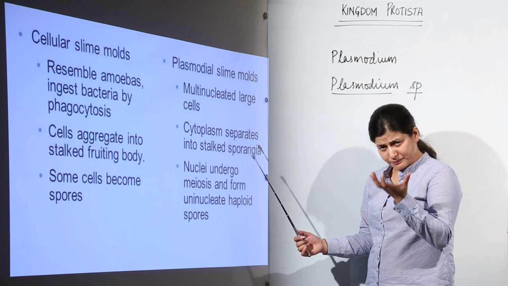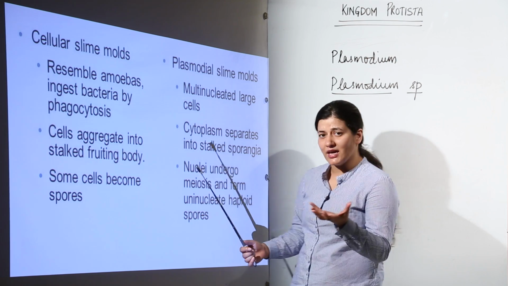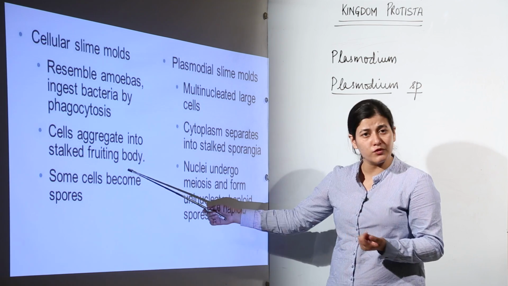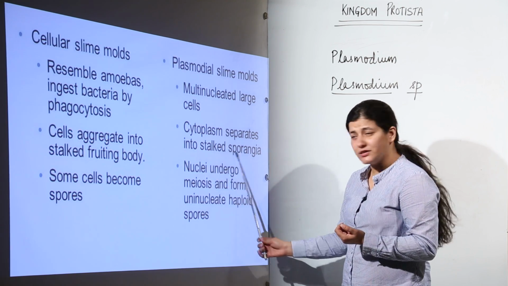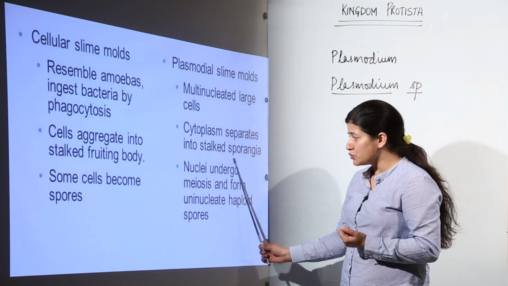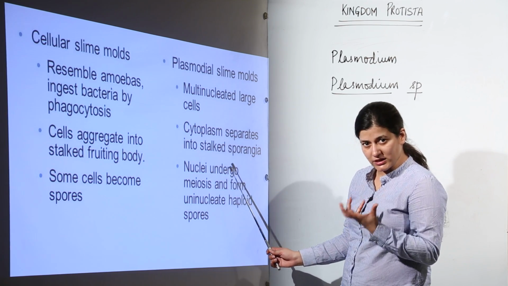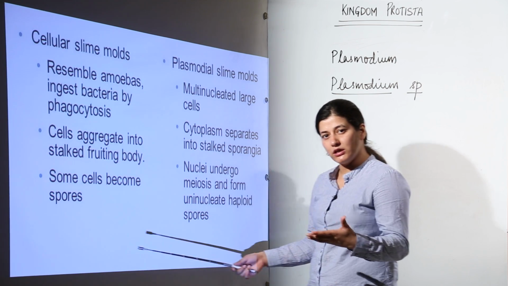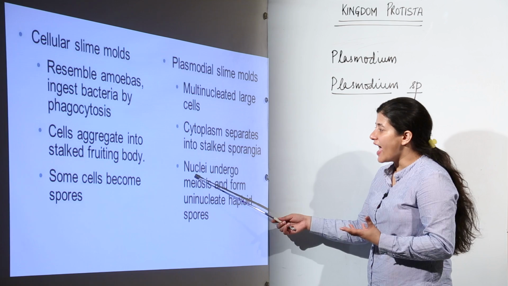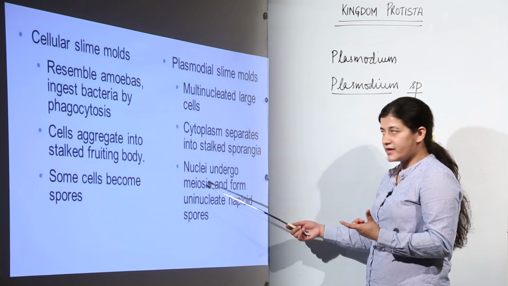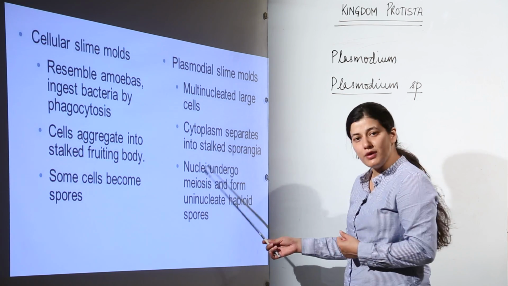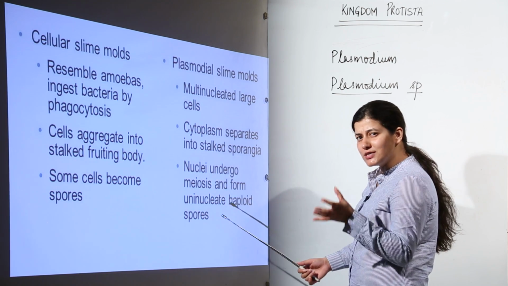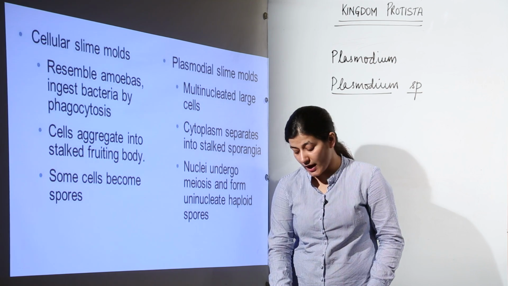Sporangia are the sites, or you can say the parts of the cell, where the spores are going to be formed. So this is one difference. One would be forming fruiting body, the other would be forming sporangia. You come across this word sporangia or sporangium in the plant kingdom specifically. Then some cells could become spores and help in further perennation of the species, and over here the nuclei present in the plasmodial slime molds would undergo meiosis and form uninucleate haploid spores. That means you are going to see some sort of alternation of generations over here as well.